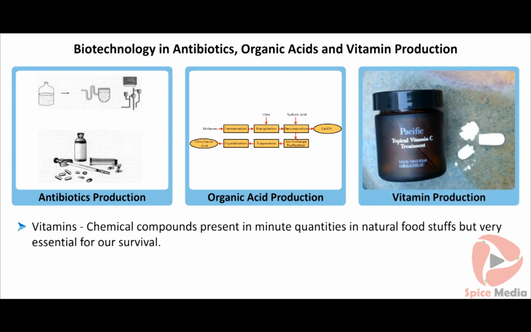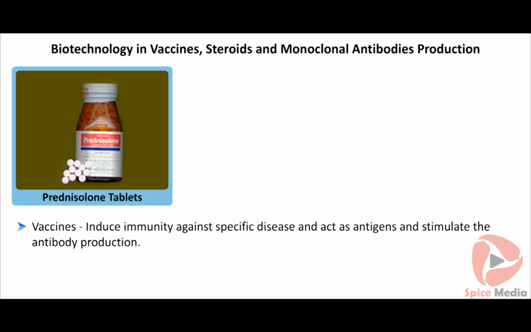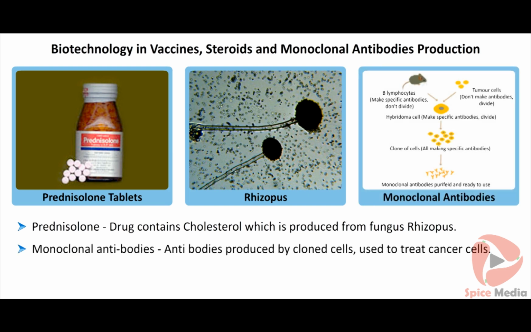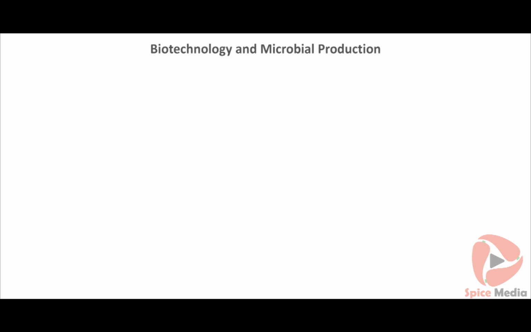Vitamins are chemical compounds present in minute quantities in natural foodstuffs but very essential for our survival. They are made in large quantities using biotechnology. Vaccines induce immunity against specific diseases, act as antigens and stimulate antibody production. Steroids are derived lipids. Prednisolone is a drug which contains cholesterol and is produced from the fungus Rhizopus. Monoclonal antibodies are antibodies produced by clone cells and used to treat cancer cells.